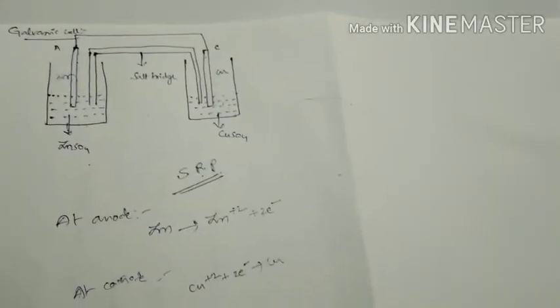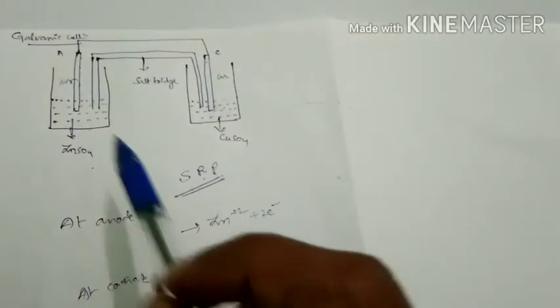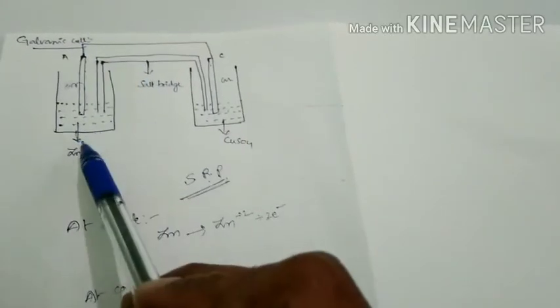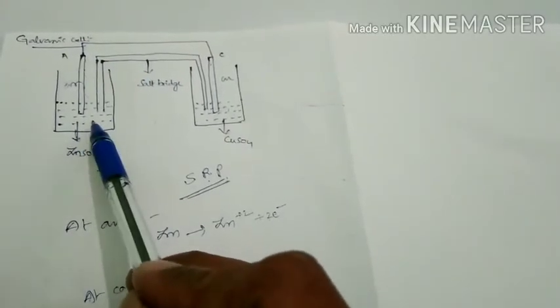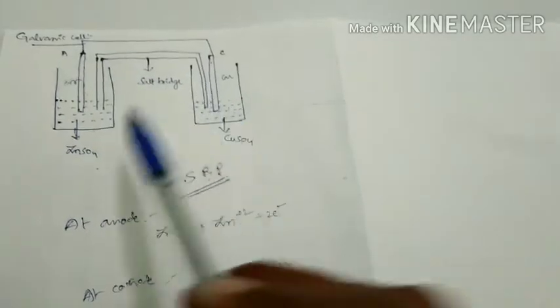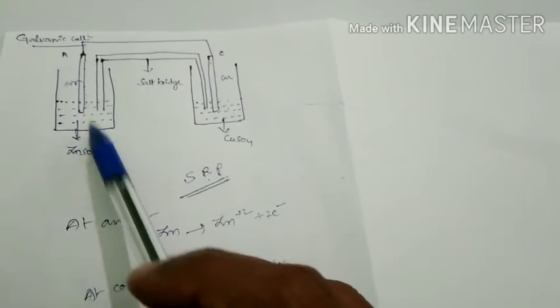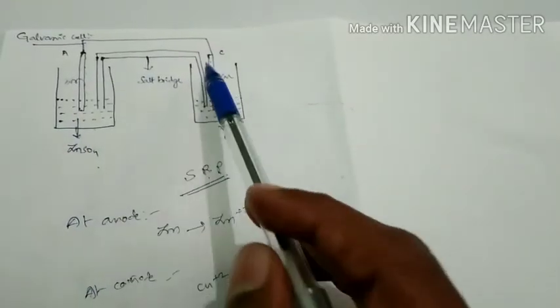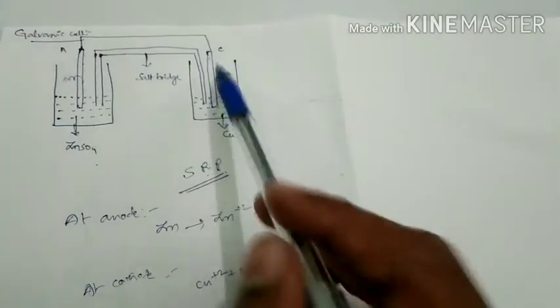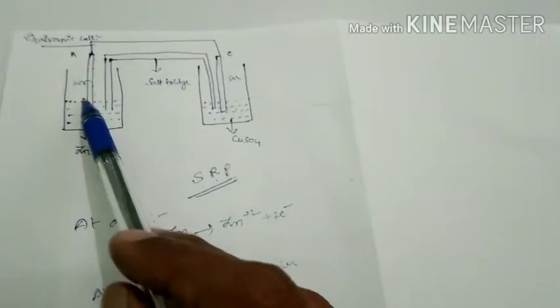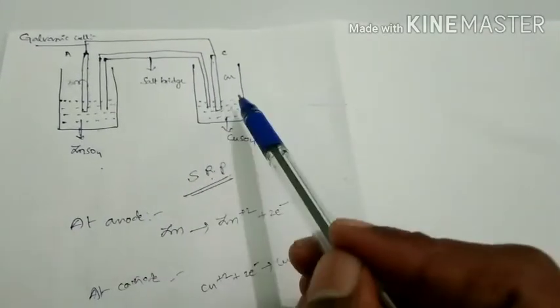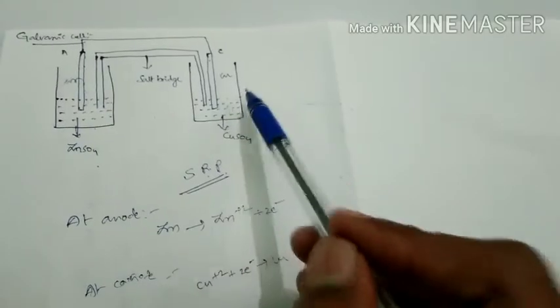Now, working of galvanic cell. Now I take ZnSO4 electrolyte in the left-hand half cell and copper sulfate electrolyte in the right-hand half cell. In ZnSO4 solution I take a zinc rod and in copper sulfate electrolyte I take a copper rod. That means the zinc rod acts as anode and the copper rod acts as cathode.